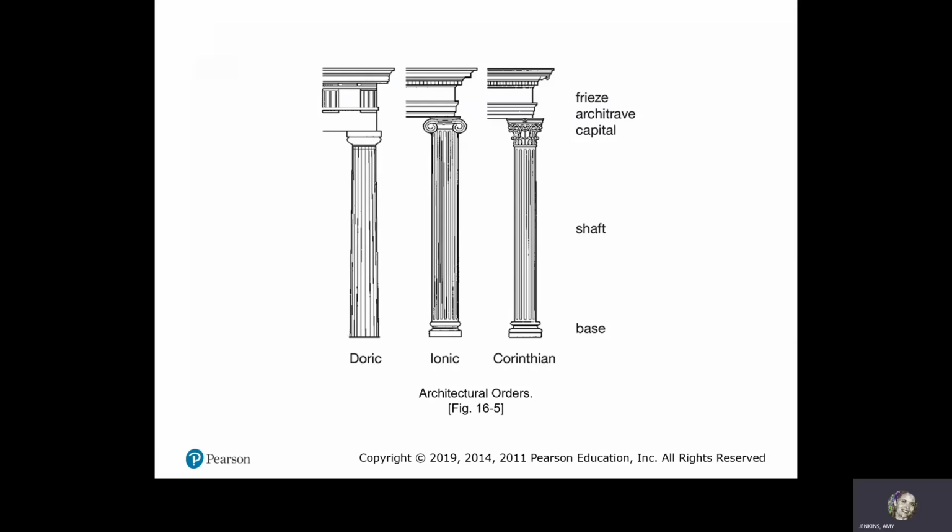And here they are. The Doric is more plain, sturdy. The Ionic has the two curls at the top, like an acanthus leaf. The Corinthian is a lot more decorative at the top, the capital.